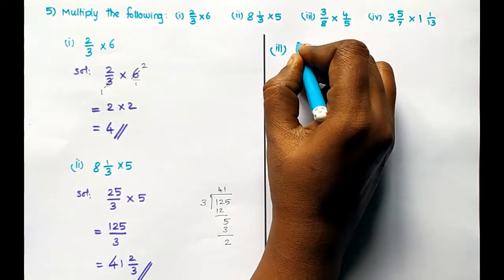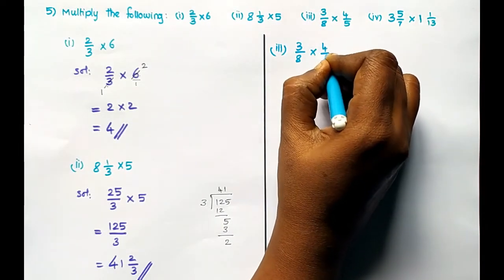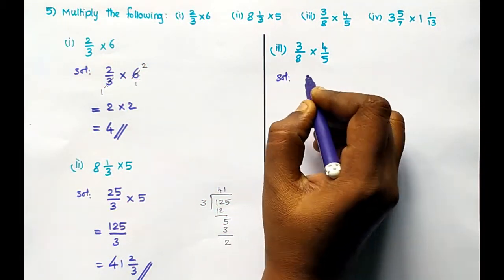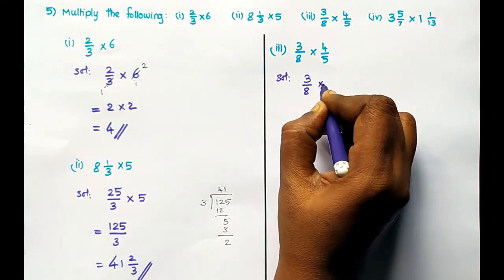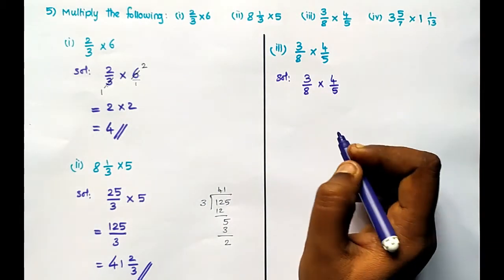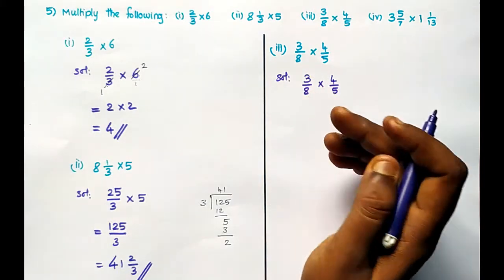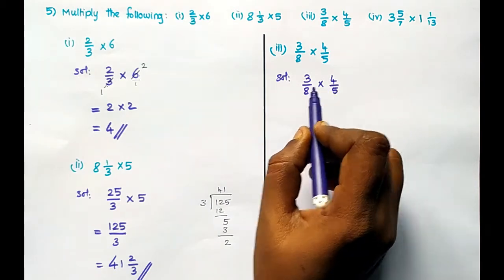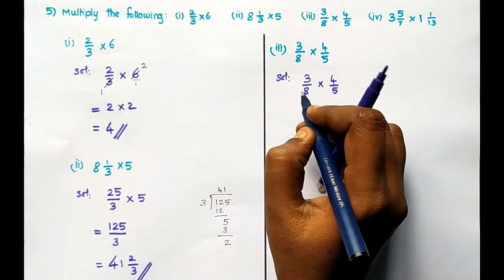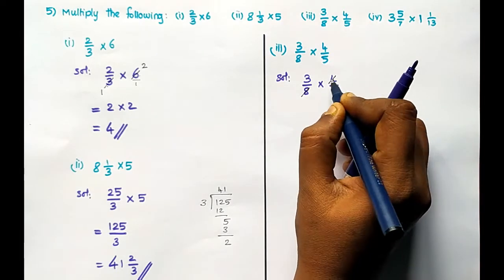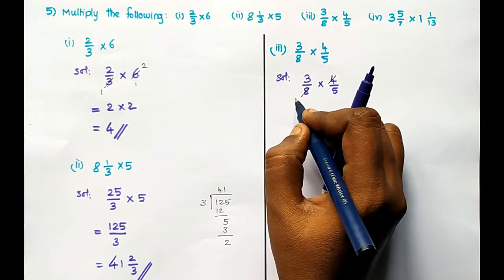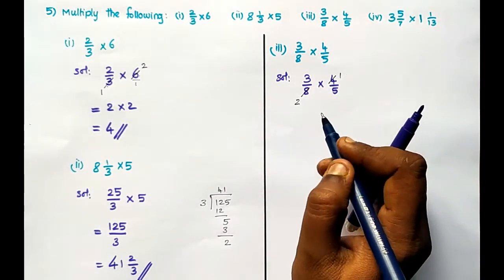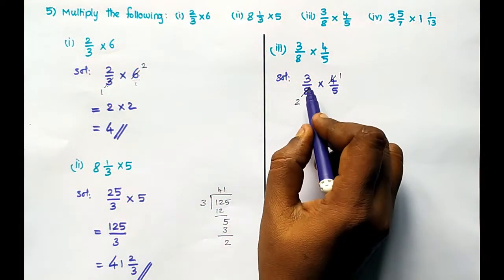Third subdivision, 3 by 8 into 4 by 5. Listen to the solution. 3 by 8 into 4 by 5. Numerator 3 and 8 is not possible to cancel, but here 4 and 8, it is in multiplication, so 4 and 8 are numerator and denominator, so we have to cancel these numbers by the fourth table. 2 4s are 8, 1 4 is 4. Any other cancellation is there?